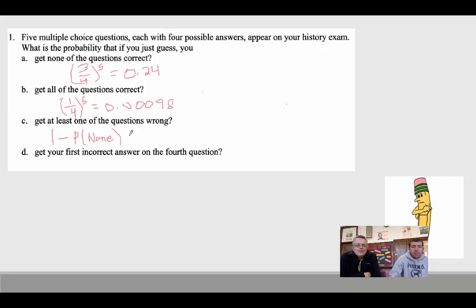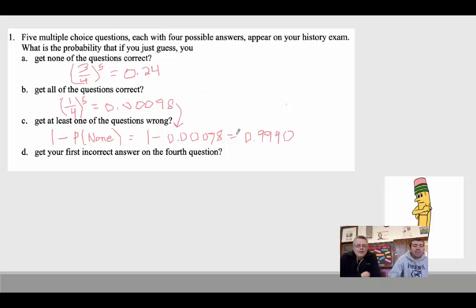Right. So it's 1 minus, we already figured that out here, 1 minus 0.00098. It's like 99%. And you get 0.9990, roughly. Okay. So very high chance you're going to get at least one of the questions wrong.